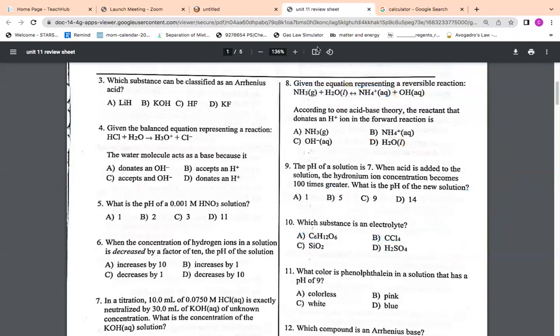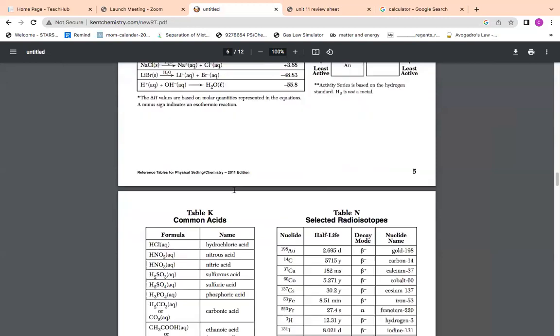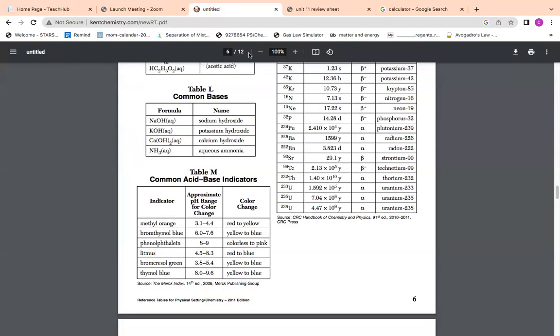Okay, number 11, what color is phenolphthalein in a solution that has a pH of 9? So let's clear this, and we are going to go over to our reference table, table M. That's where we have all the indicators listed. And so they're saying that we have phenolphthalein, and it is in a solution with a pH of 9. So if it is 9 or higher, 9 is the second number here. So it corresponds to the second color that you see here.